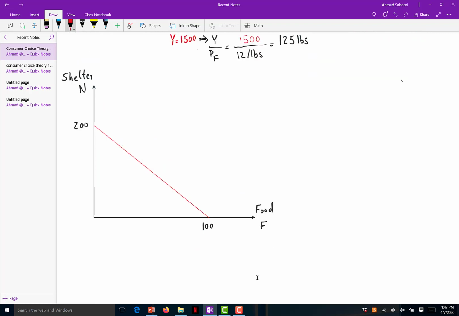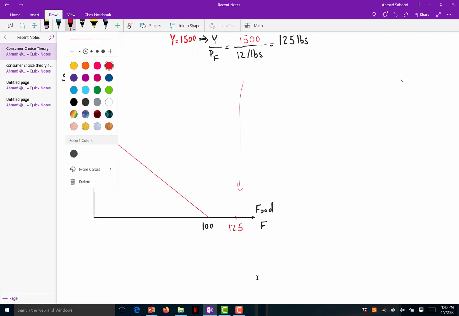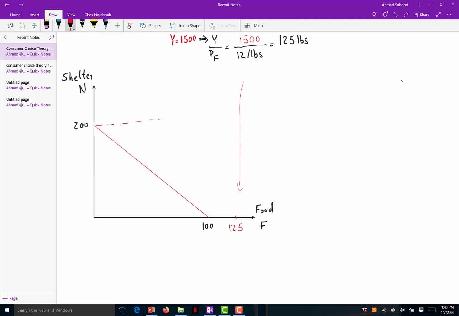Okay, so again, for food, the intercept with the y-axis has not changed. It's the same calculation that applies here. So the intercept remains the same at 125 pounds of food that consumers can consume. However, when it comes to shelter, they cannot apply that money to shelter. So for shelter, there is essentially a cap.